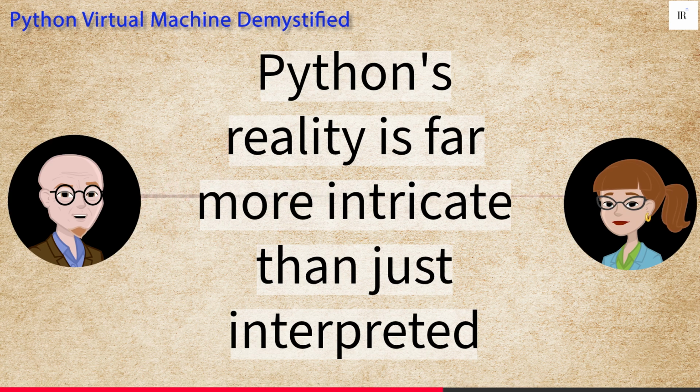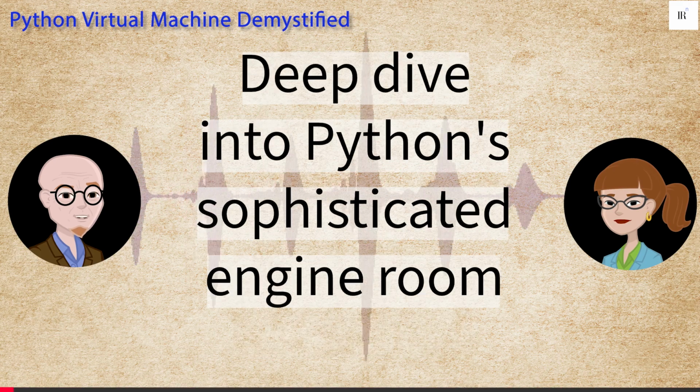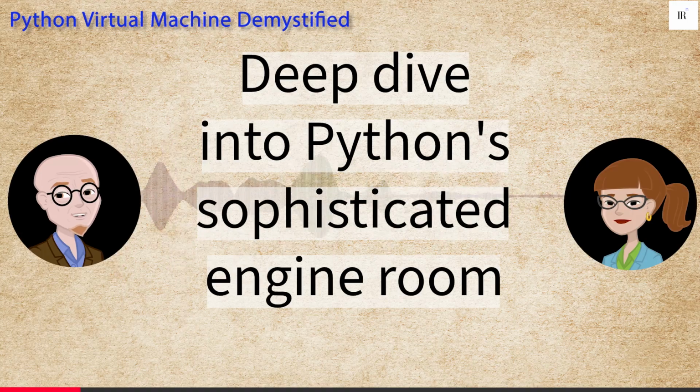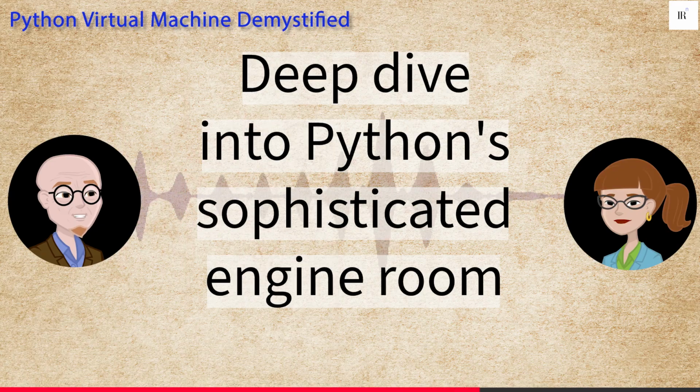That's a really common way to think about it. But the reality is far more intricate and honestly quite fascinating. Today, we're not just scratching the surface. We're doing a deep dive into Python's sophisticated engine room, these core components that really bring your Python code to life. We're talking about Python bytecode and the Python virtual machine, the PVM. Our mission here is basically to give you a shortcut to being genuinely well-informed about this often mysterious part of Python, maybe with some surprising facts along the way.